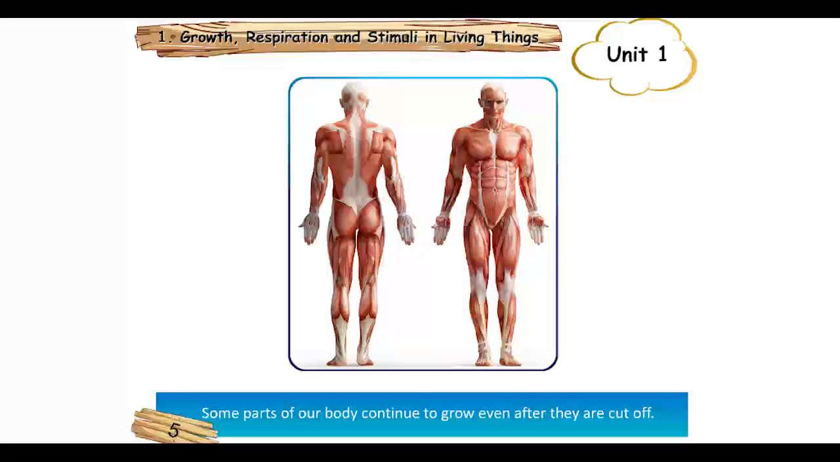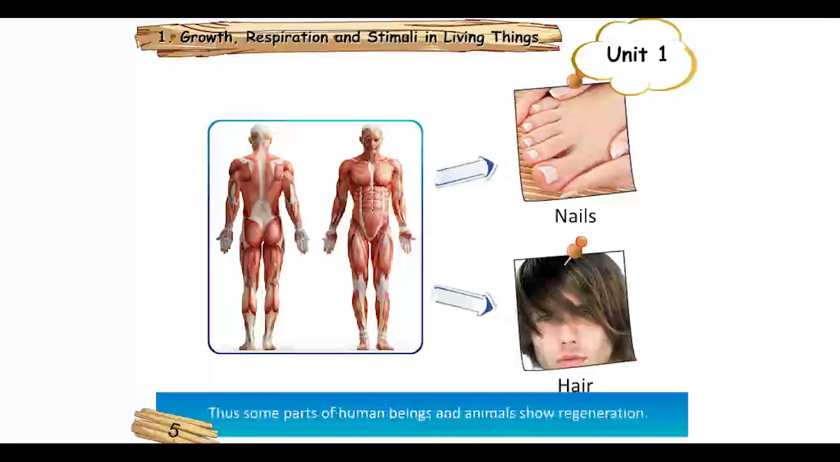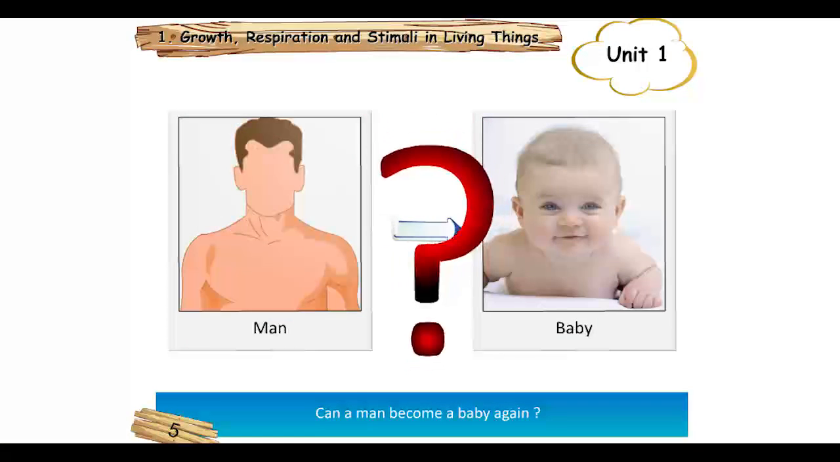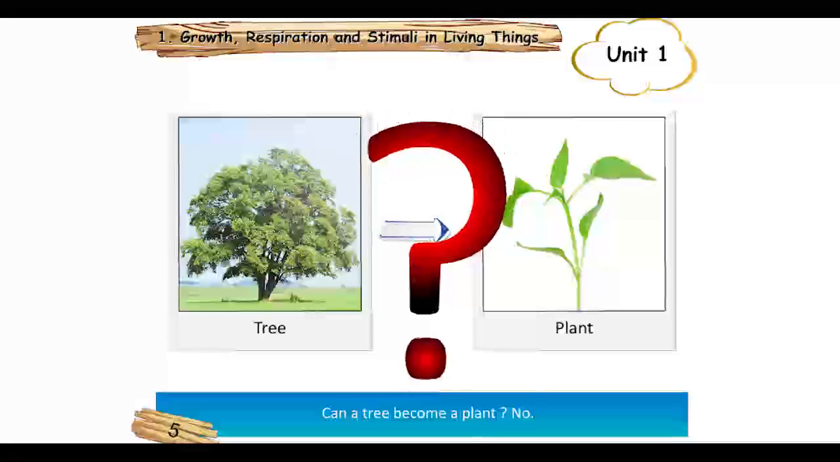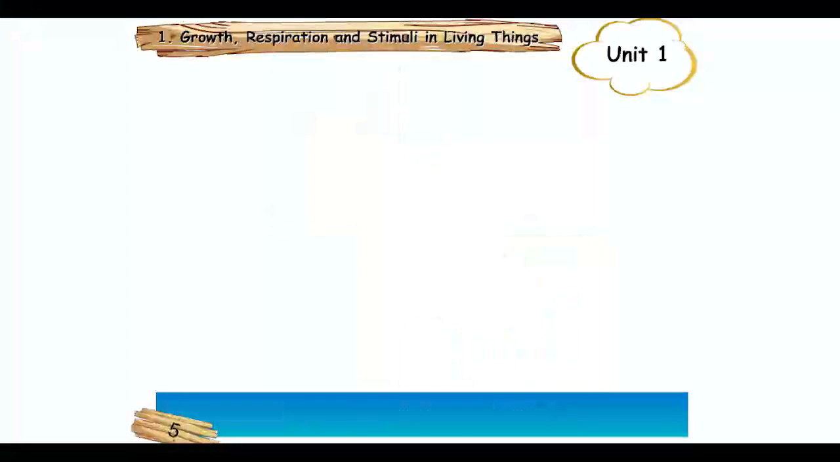Some parts of our body continue to grow even after they are cut off, for example, our nails and hair. Thus, some parts of human beings and animals show regeneration. Can a man become a baby again? Can a tree become a plant? No. Thus, growth in living things is irreversible.